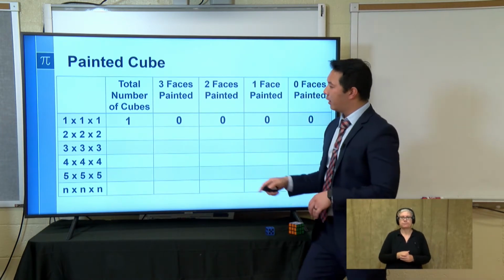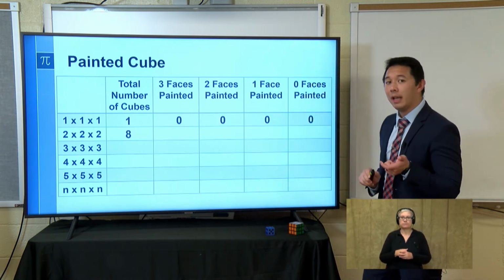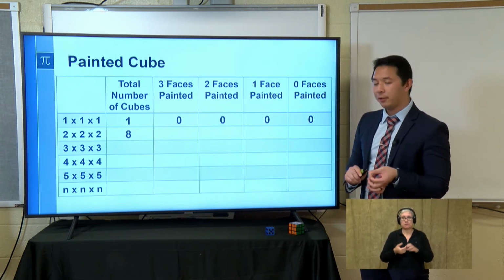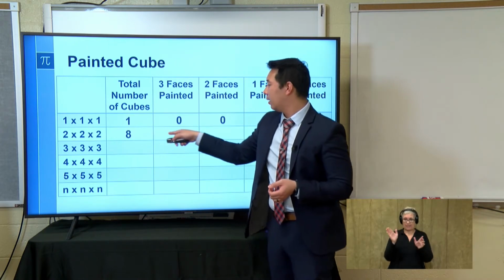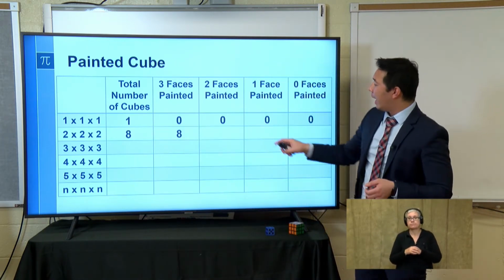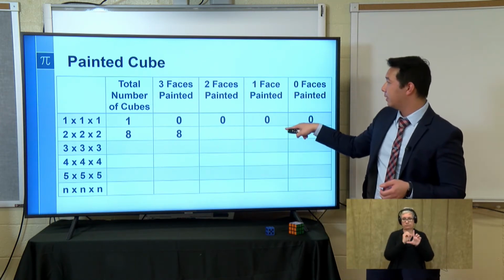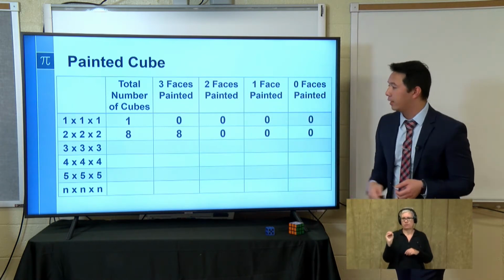When I'm looking at that 2 by 2 by 2 case, on that previous screen, we have 8 total cubes. And if I covered that entire 2 by 2 by 2 cube in paint, all 8 of these smaller cubes have 3 faces painted. And so in this particular situation, you're going to have 0 cubes with 2 faces painted, 1 face painted, and 0 faces painted.